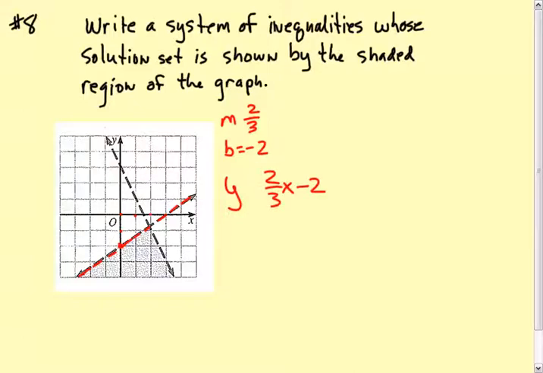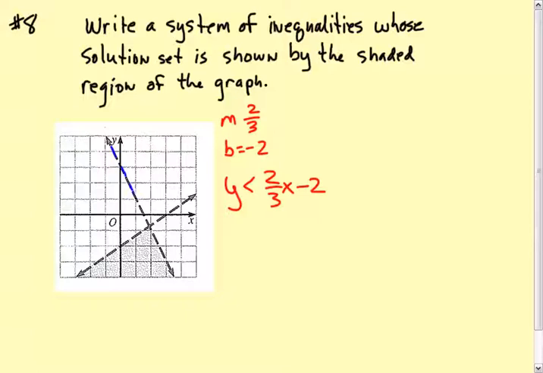Now, it looks like it's shaded below that line, and it's dotted. So we're just going to say less than. It can't be equal to it. Okay? So that's one of the inequalities. Okay? Let's look at this one now.